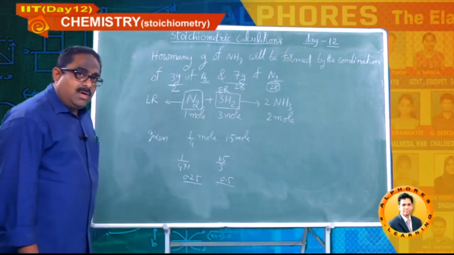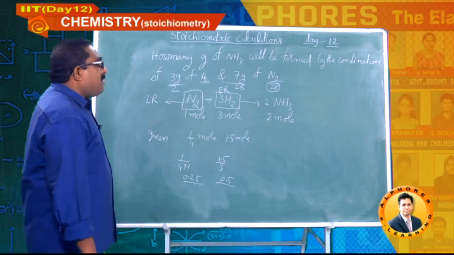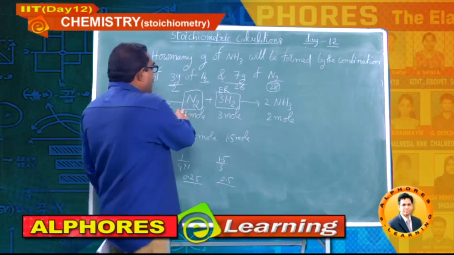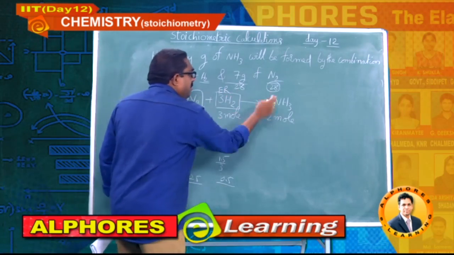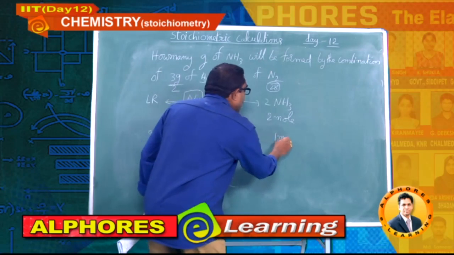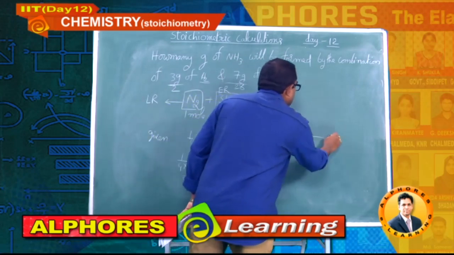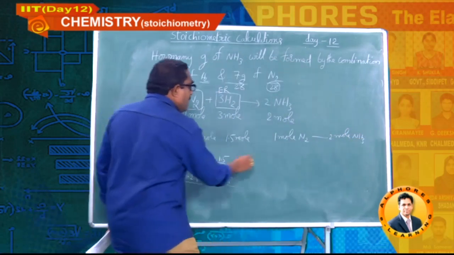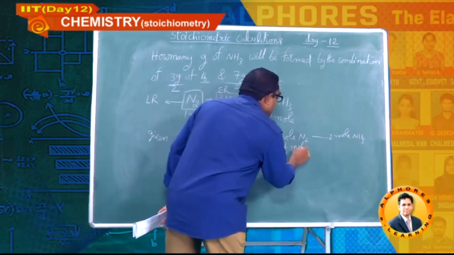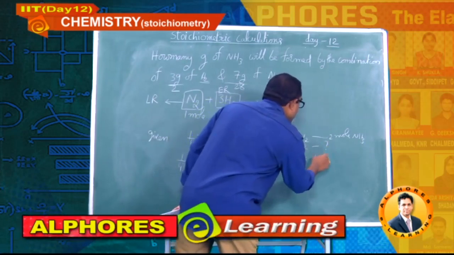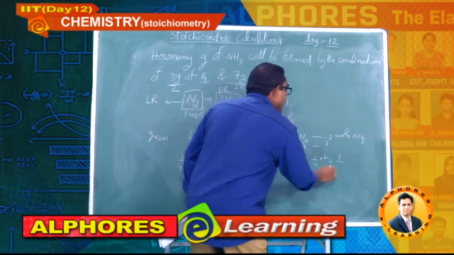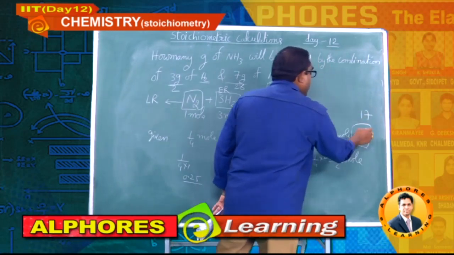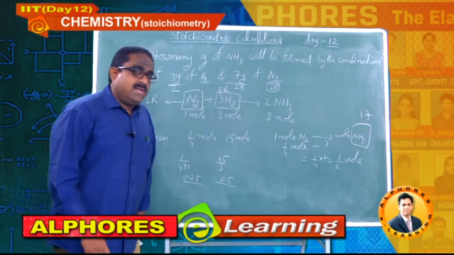I have already told you the amount of product always depends on the amount of limiting reagent. So from the data I can write from the stoichiometric equation, students, 1 mole of nitrogen can give 2 moles of ammonia, no doubt. But this time how many moles of ammonia are there? 1/4 mole nitrogen, so 1/4 into 2, that is 1/2 mole ammonia. What is the molar mass of ammonia, students? 17. Nitrogen 14, 3 into 1 for hydrogen, 17.